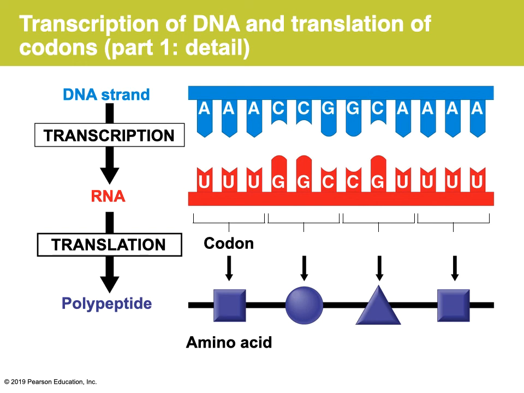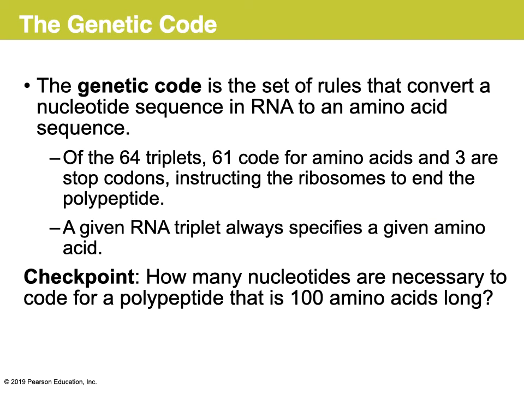So remember that table you've seen, right? You read that table in groups of 3 bases. That's because a codon represents an amino acid. Now, the genetic code is a set of rules that convert a nucleotide sequence in RNA to an amino acid sequence. Now, of the 64 triplets, 61 code for amino acids, and 3 are stop codons, indicating to the ribosomes, okay, that's the end of the polypeptide. So a given RNA triplet always specifies a given amino acid.